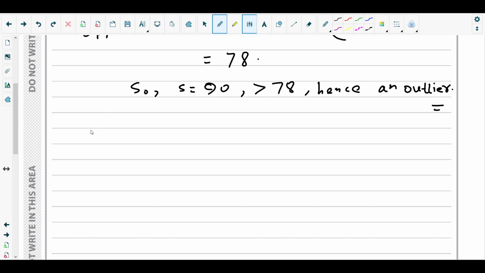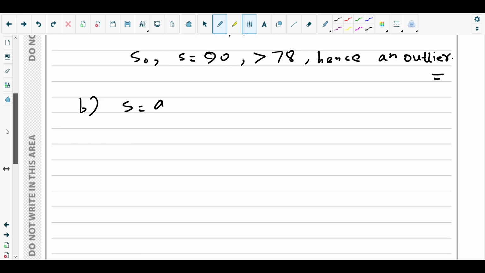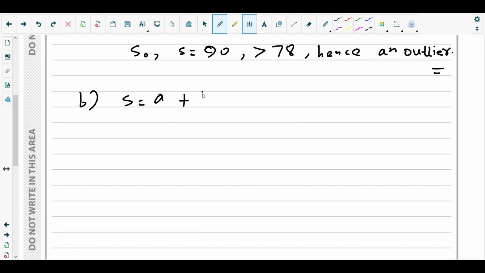For part B, it is S equals a plus bF, the regression line of S on F. You can get it from the formula booklet; this formula for the regression line equation is given there. So we need the value for b. So b would be S of FS over S of FF.